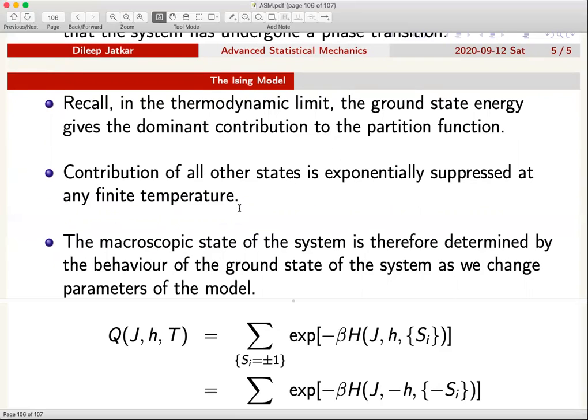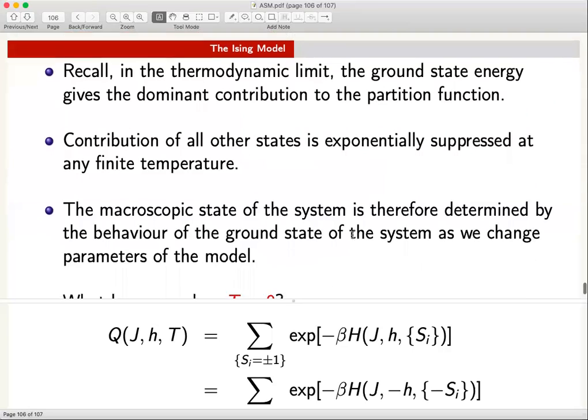The point, therefore, is that the macroscopic, large scale state of the system is determined by how the ground state of the system behaves. As you start changing the parameters of the model, which are the parameters on which the partition function depends, like J, H, and T in this particular case, you would want to ask how the behavior of the ground state changes. If it does, then it will change the large scale or macroscopic state of the system.